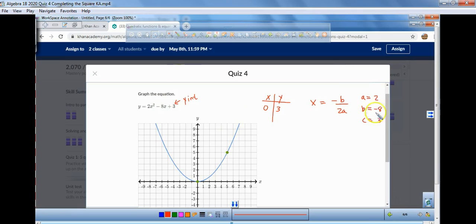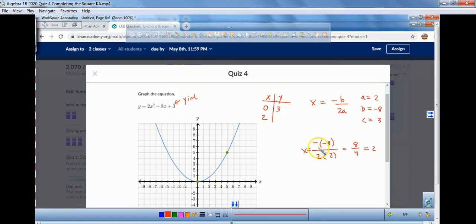There we go. Now we're going to plug it in. A negative times negative is a positive. I'll put negative, open parentheses, negative 8. There we go. Over 2 times a, which is 2 times 2. Negative times negative is a positive, so we get 8 over 4 and equals 2. That means our axis of symmetry is x equals 2, which will be a vertical line straight through that parabola right there at the 2. Going up and down.